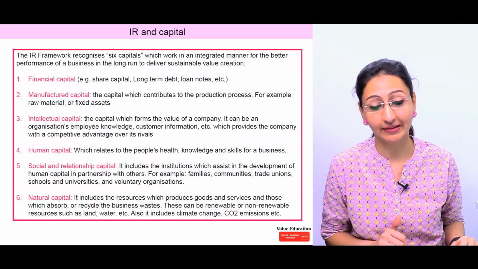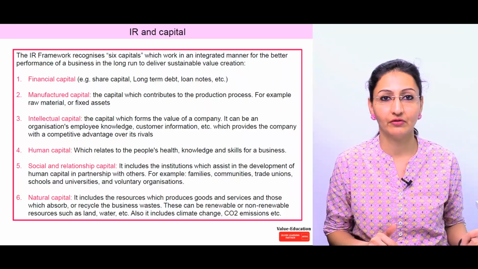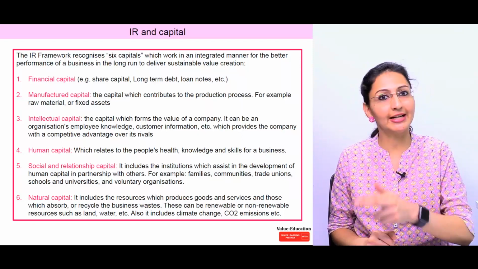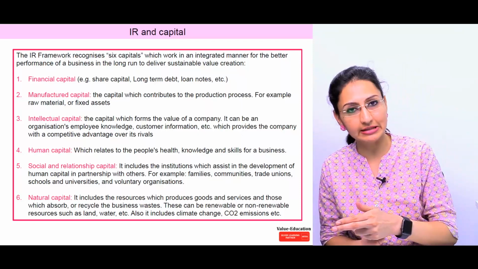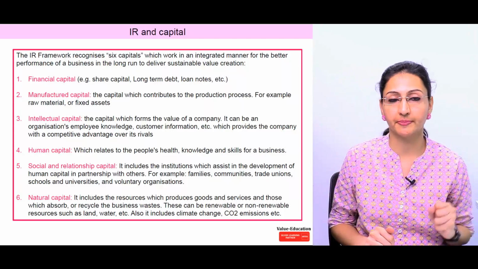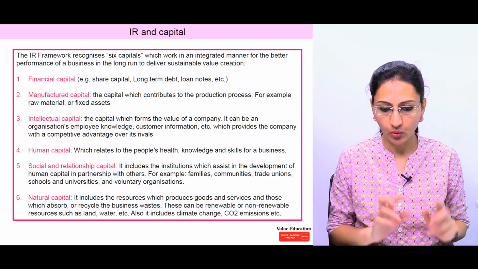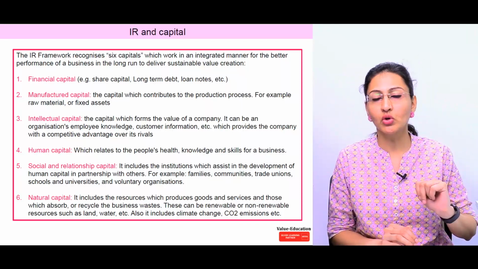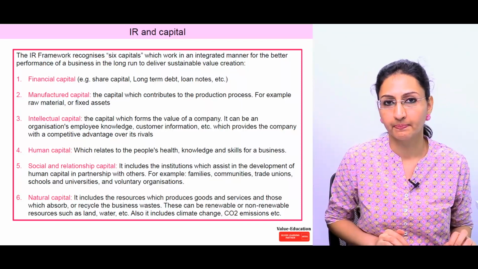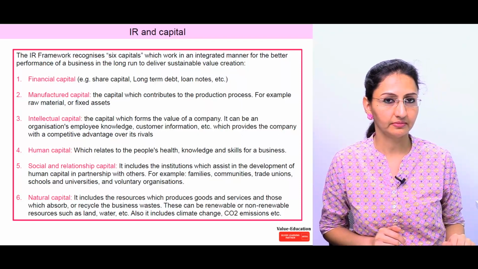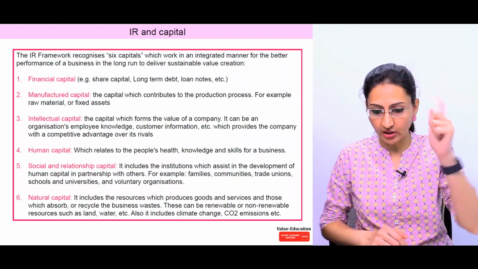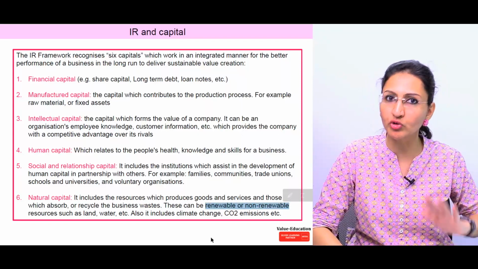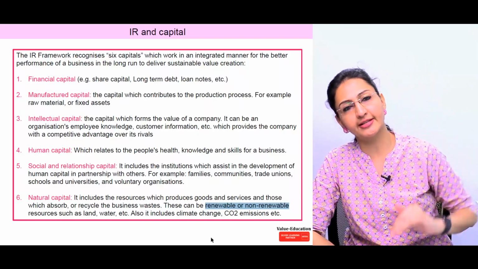Then the last one, natural capital, which relates to nature, which relates to how efficiently you are producing goods and services with the use of nature. So it has two parts. One, how you are using the resources of nature. Number two, how you are discarding your waste also. So these are two parts here. The use can be renewable and non-renewable resources used by businesses. They can be land, water, etc.